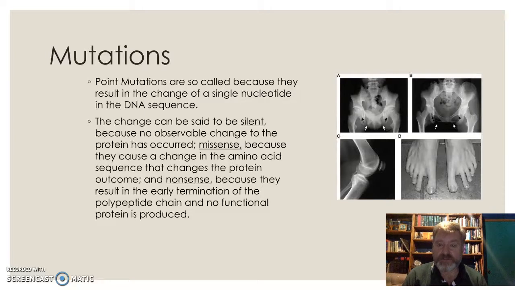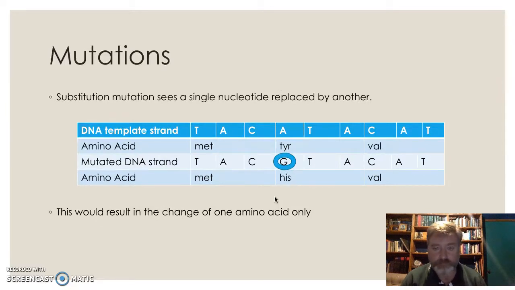It can be missense. So it caused a change to the amino acid that has changed the protein, but that might mean you've got these big gaps between your toes. Yeah, is that going to cause any pain? Not really. Strange looks on the beach, but otherwise okay. Or it produces nonsense. The protein produced is not functional at all, and they're not much value to us at all. So these point mutations can be a substitution.